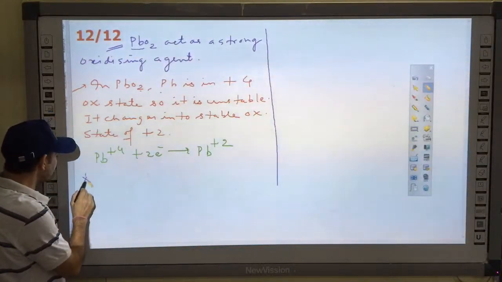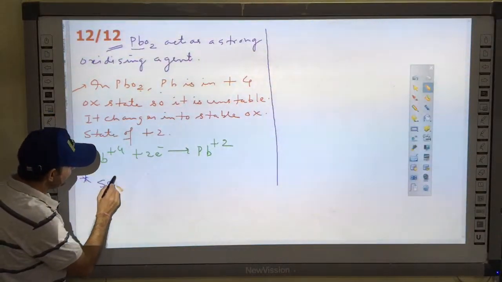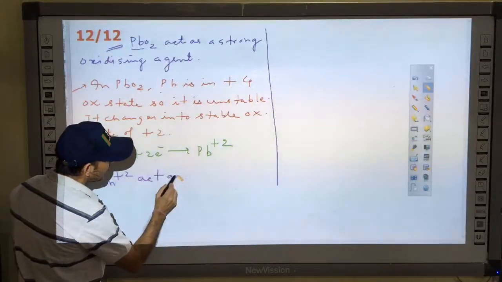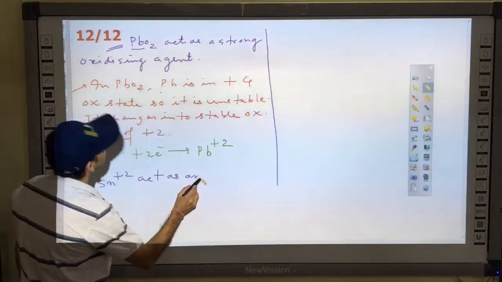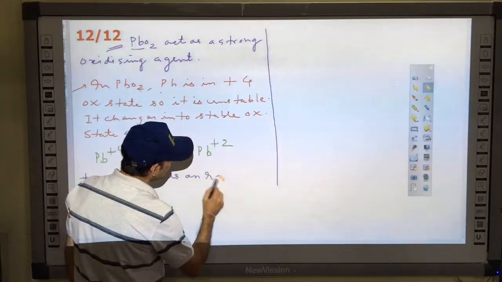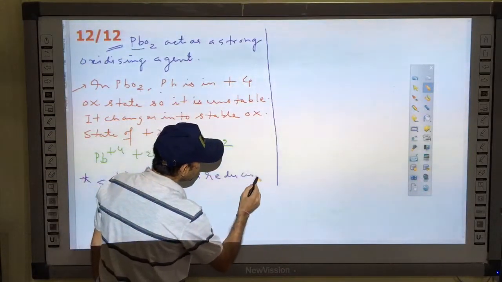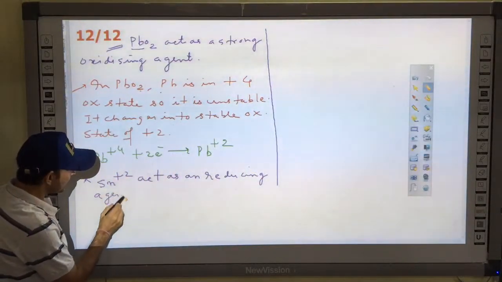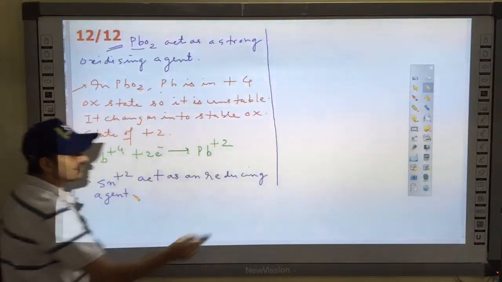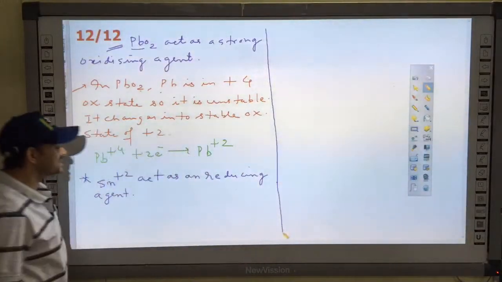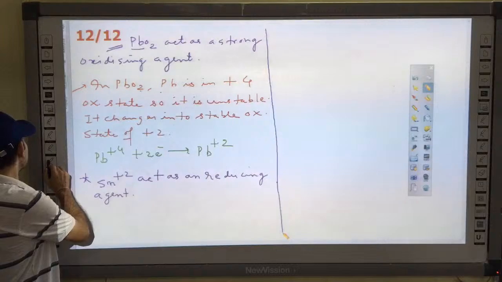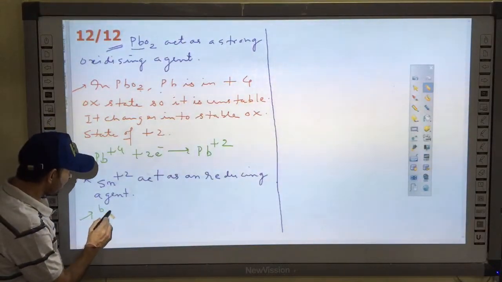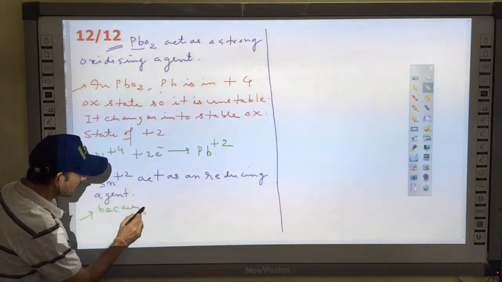Similarly, now if I am writing this, Sn+2 acts as a reducing agent. Why? Can you answer this? Sn+2. When tin is in the +2 oxidation state, it is behaving as a reducing agent. Why? Because, what is the problem for this?